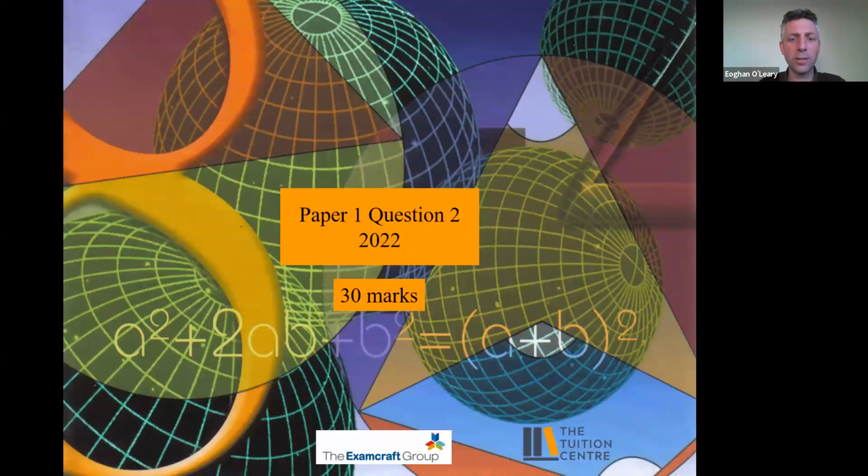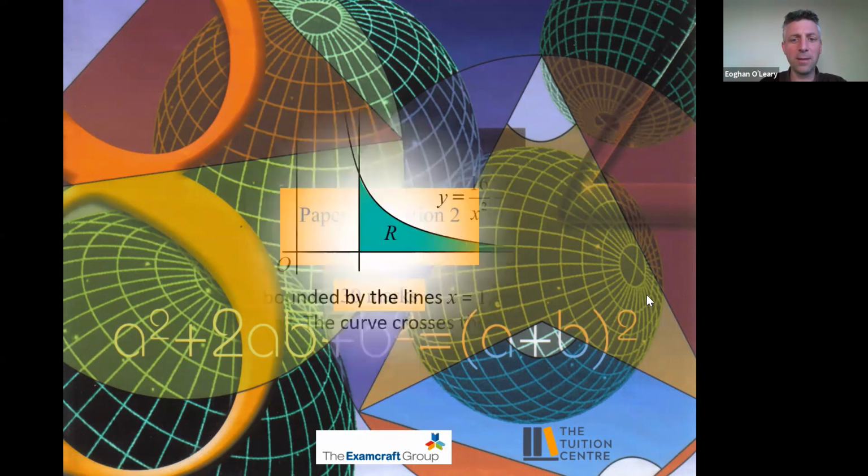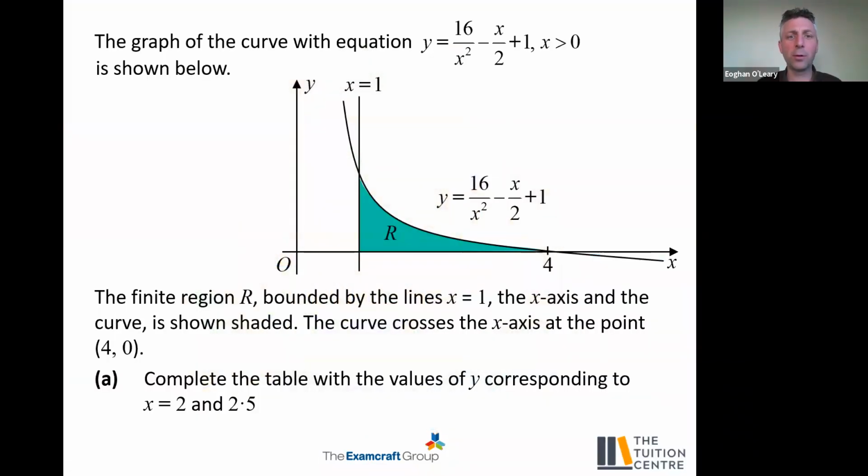For students who've studied integration, this should be a great question for them. It says the graph of the curve with equation y equals 16 over x squared minus x over 2 plus 1, okay, that's shown below. x is greater than 0.